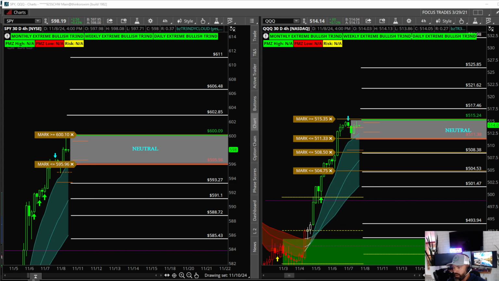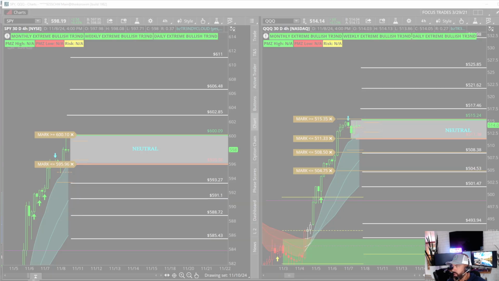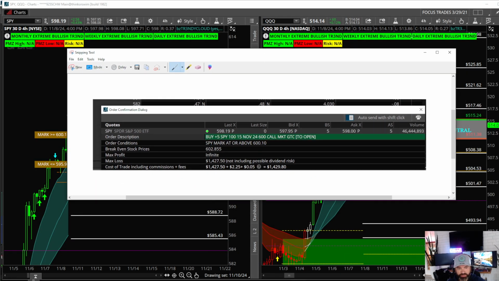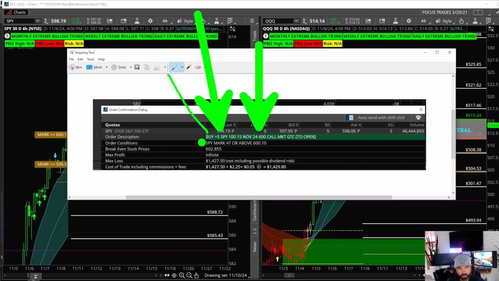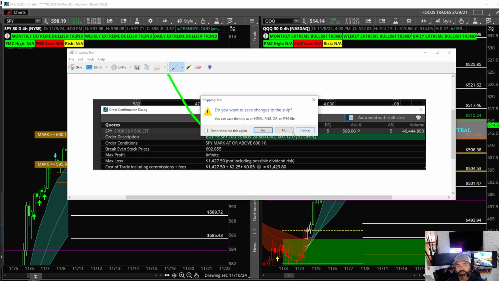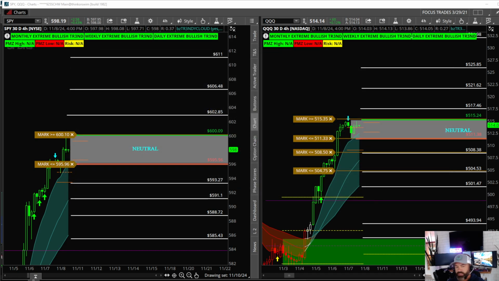I read it out loud, and this is what it's going to look like on your end. And actually I could cut and paste this so you guys can see it. And it should say buy 5 of these. Buy 5, 600 call when the SPY is marked at or above 600.10. And this tells me how much it's going to cost. Now, if I agree to that and I hit send, that's what's going to happen. This thing floats around until this is executed.